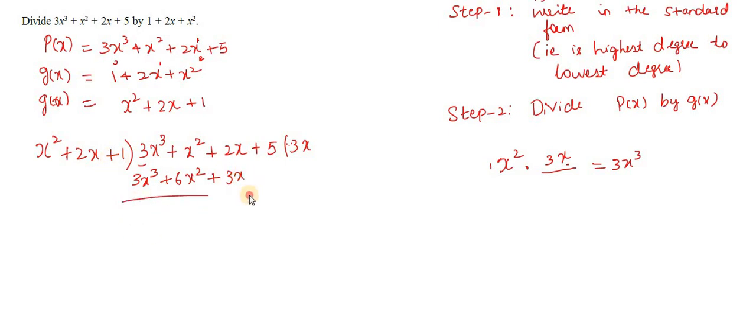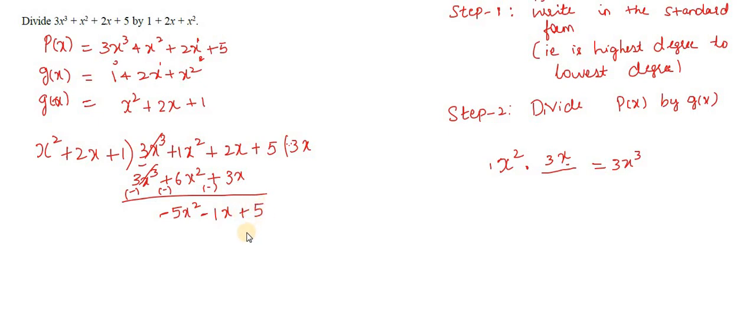Now change the sign, so minus, minus, and here also minus. So 3x cube plus 3x cube minus 3x cube get cancelled. Then here 1x square and here minus 6x square. So 1 minus 6 is nothing but minus 5, minus 5x square. Then 2x minus 3x, so 2 minus 3, what will we get? It is minus 1. 2x minus 3x is minus 1x, then plus 5.